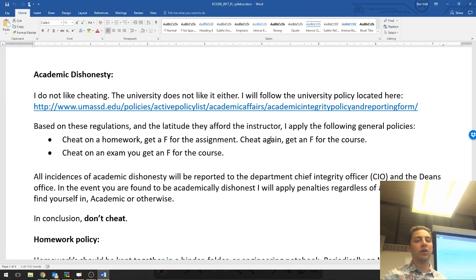Just don't do it. There are 10, 15 pages on academic honesty and what the types of policies are. Two bullet points, okay? Sum it all up: if you cheat on a homework, I just give you an F and you get a little black mark in my book. If you cheat again on a homework, you just get an F for the course. If you cheat on an exam, instant F for the course. I don't care about any of your situations at that point. You have messed up, and you will get an F.